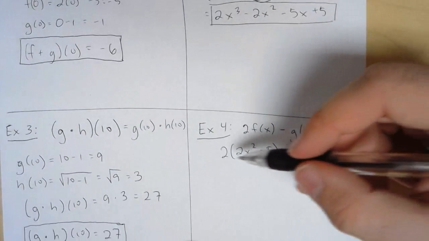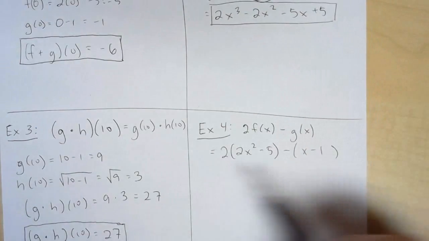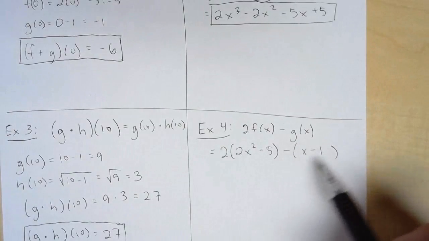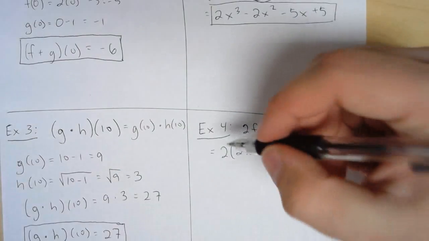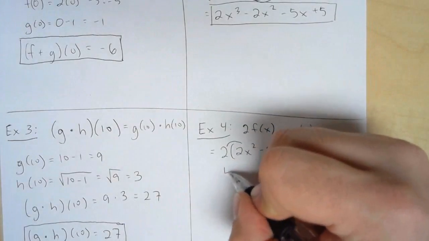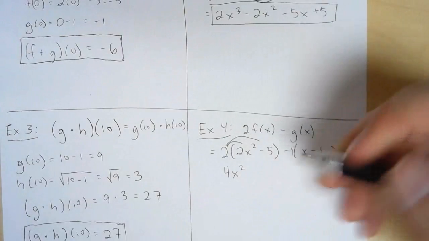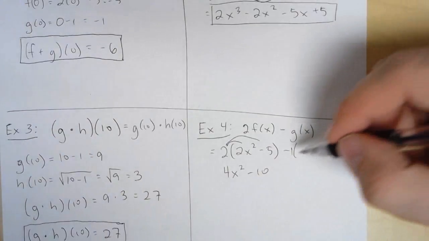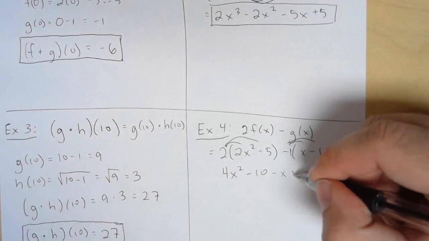So now that we have just regular variables, we've gotten rid of our function notations, we can just solve this like we normally would. So we're going to multiply with these before, and then multiply with these as well. We've got a negative 1 out here before we try to combine the like terms. So 2 times 2x squared is going to be 4x squared. 2 times negative 5 is negative 10. Negative 1 times x is negative x, and negative 1 times negative 1 is positive 1.